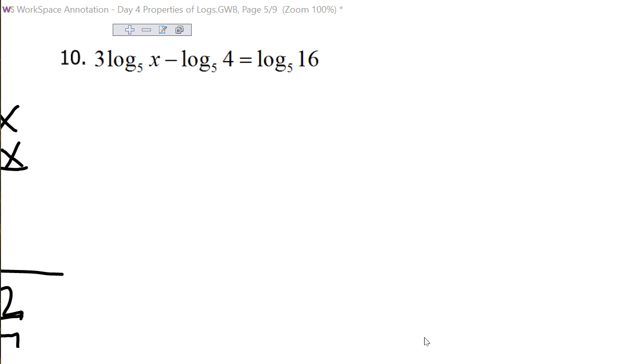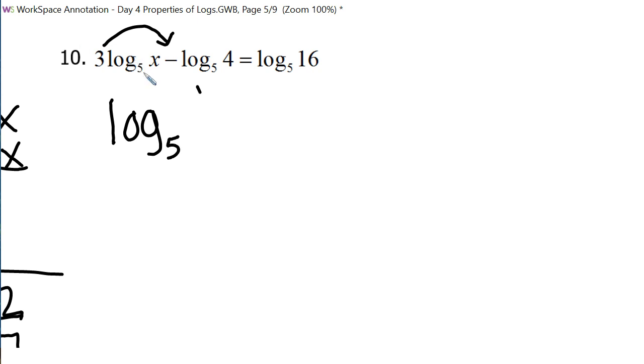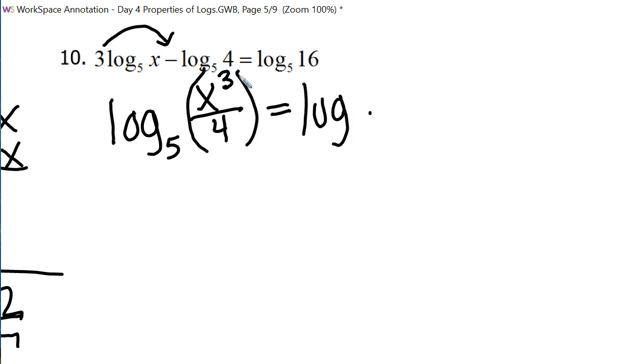Okay, for number 10. If you have more than one log on the same side, you need to combine them together using our property. So if you have a coefficient in front of the log, what do you need to do with that coefficient? Make it the exponent. And then if you have subtraction, what do you change that to? Division. So we'll do all of that in one step. So this would be log base 5, and that would be x cubed needs to be divided by 4. That equals log base 5 of 16.